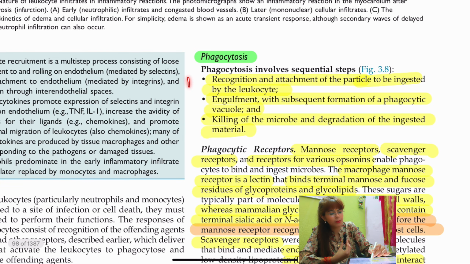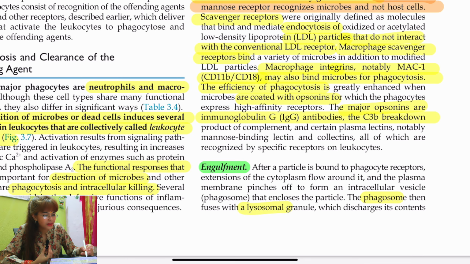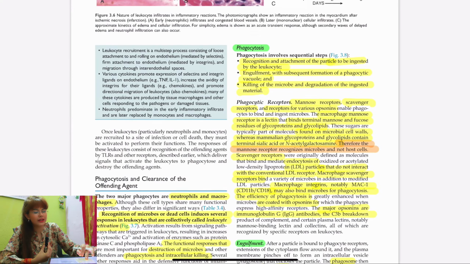As I said, the first step was recognition of the particle which needs to be phagocytosed. The next point is engulfment. There's formation of a phagosome which will engulf the material, the microbe, and then it will fuse with the lysosome.